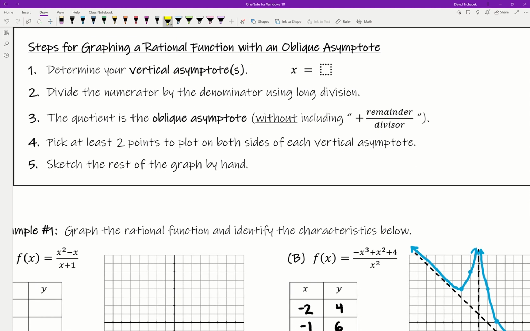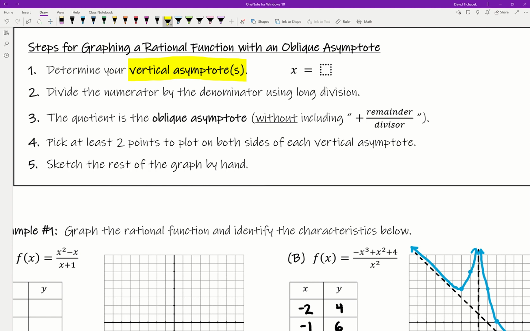The very first thing that we need to do is always look out for those vertical asymptotes. So again, setting the denominator equal to 0 and then solving for x. That is going to give you a vertical line that looks like x is equal to some number. And then we're going to look at those degrees. Again, if the degree of the numerator is just one more than the degree of the denominator, then you're going to have an oblique asymptote.